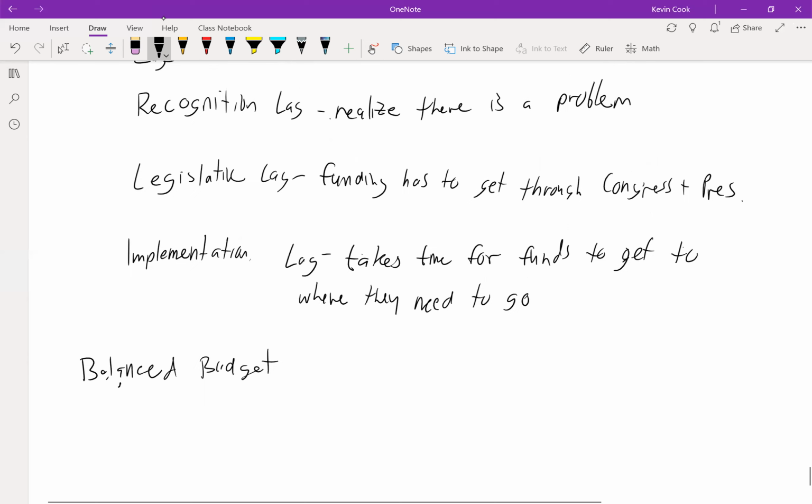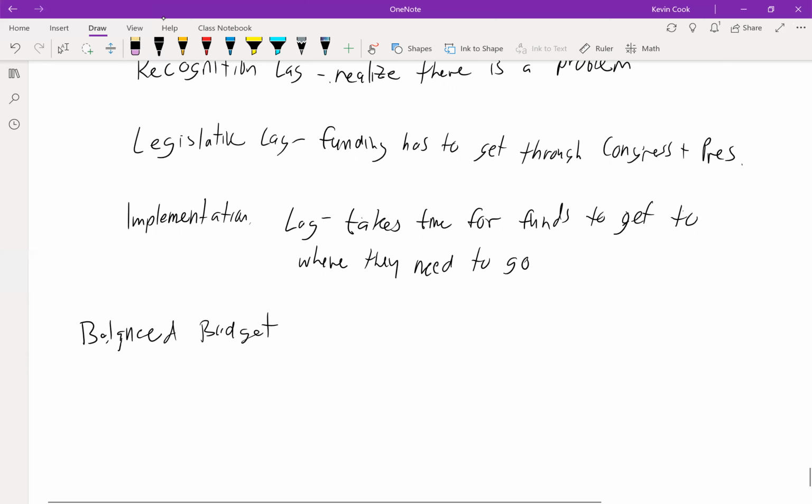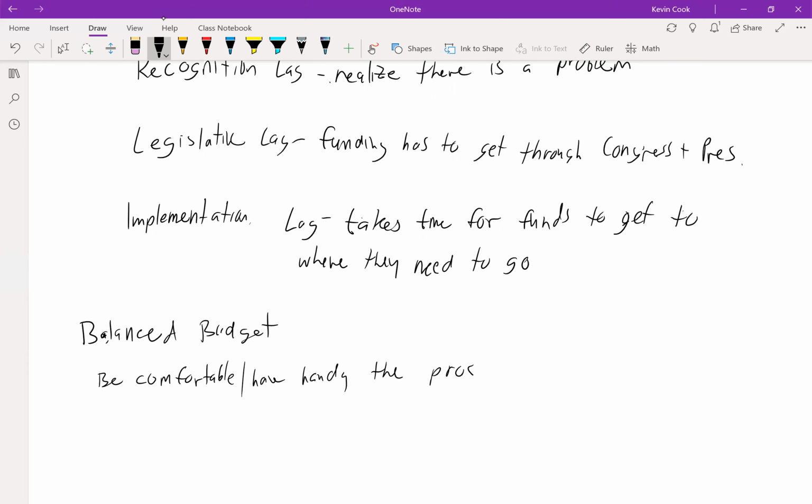And with this, I'm really just going to say is to be comfortable. By be comfortable, we can also say have handy the pros and cons. So basically, the advantage of a balanced budget is it's going to keep our debt in line. It's going to keep everything kind of where it needs to be.